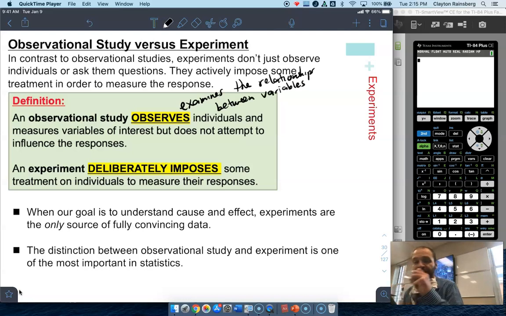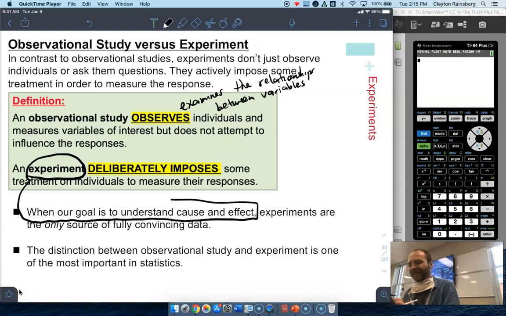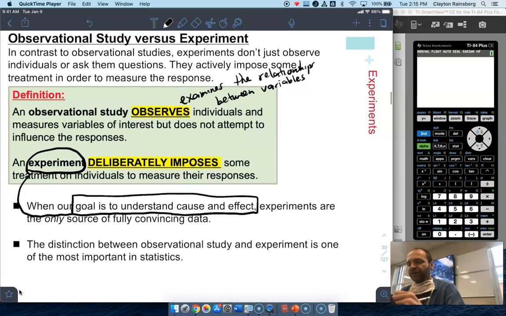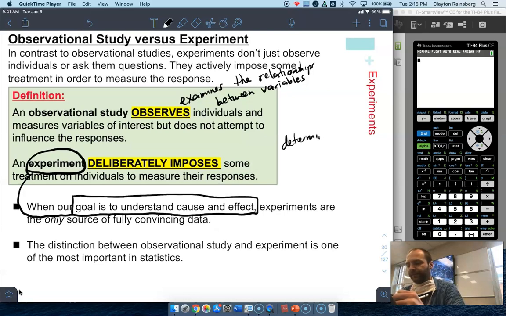But what an experiment does, an experiment deliberately imposes a treatment on individuals and it measures the responses. That's the main idea behind an experiment. The goal of an experiment is to understand cause and effect. We want to determine whether a treatment causes a change in response.